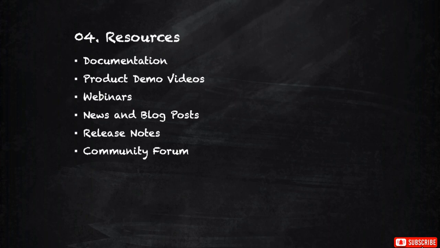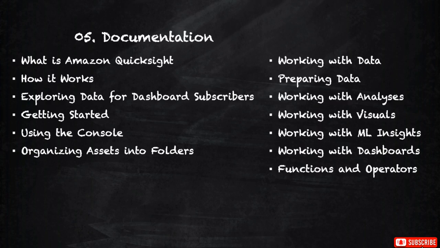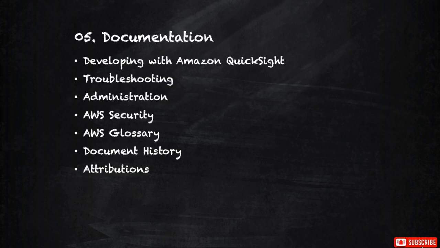In section 4 we're going to talk about resources, so documentation, product demo videos, webinars, news and blog posts, release notes, and community forum. In section 5, we're going to talk about documentation. So what is Amazon QuickSight, how it works, exploring data for dashboard subscribers, getting started, using the console, organizing assets into folders, working with data, preparing data, working with analysis, visuals, ML insights, dashboards, functions, and operators, and then also developing with Amazon QuickSight, troubleshooting, administration, AWS security and glossary, document history, and attributions.